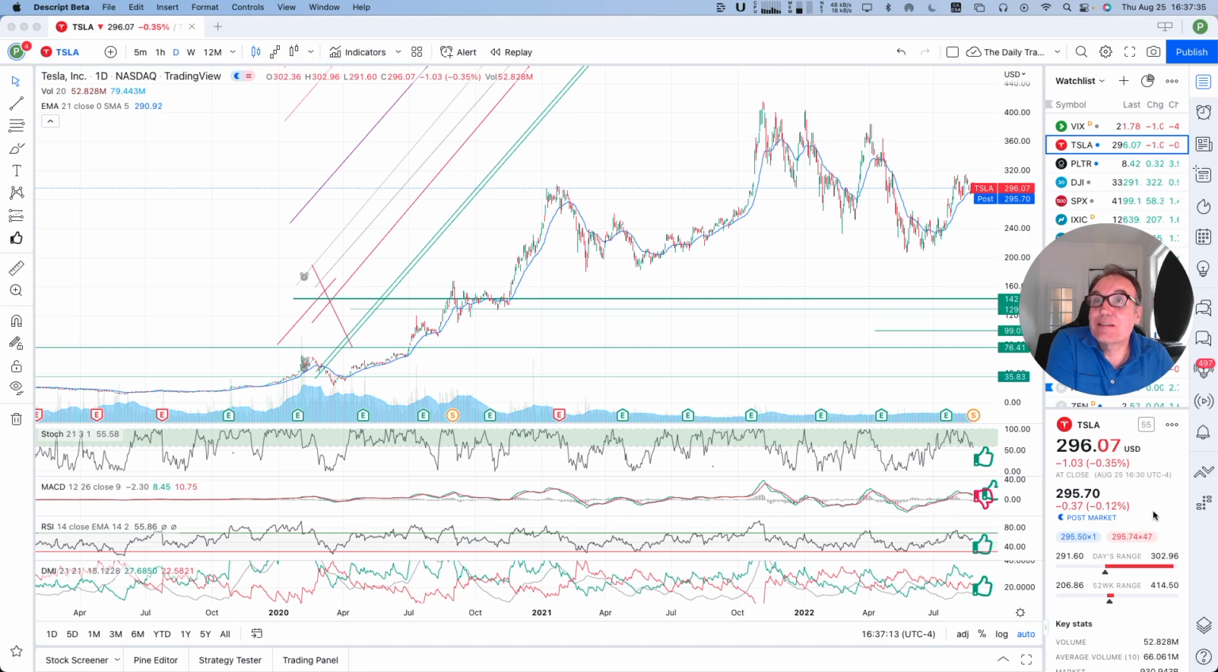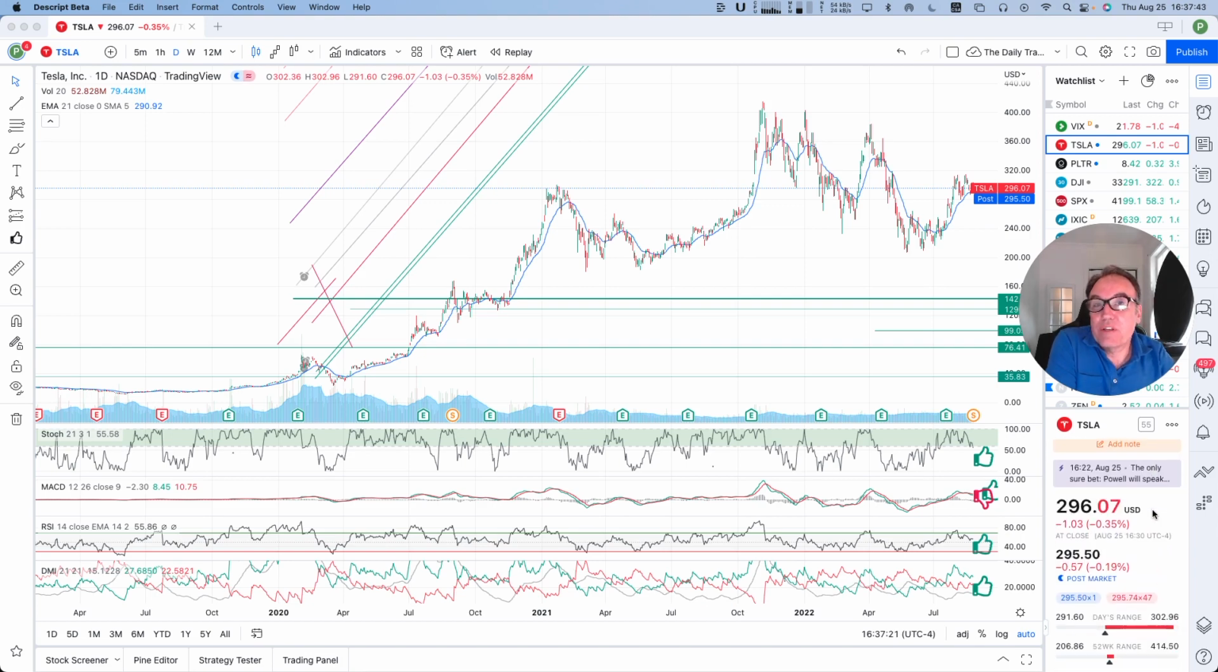So Tesla split today. For every stock you had, you now have three, but they are worth three times less. So basically, you are just even Steven. You are not richer, but you have three times more shares. Tesla closed down $1.03, 0.35%, closed at 296.07. Sounds weird, 296.07. And post market, we are down by an additional 49 cents.